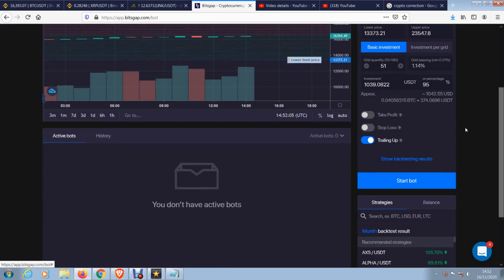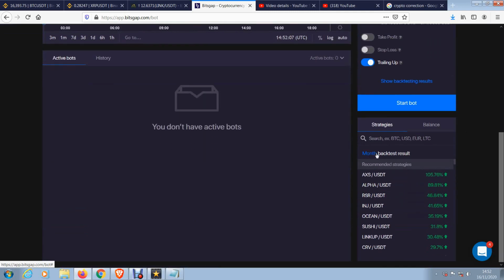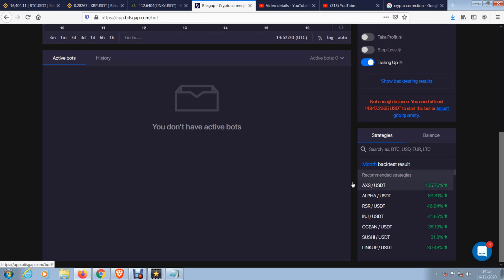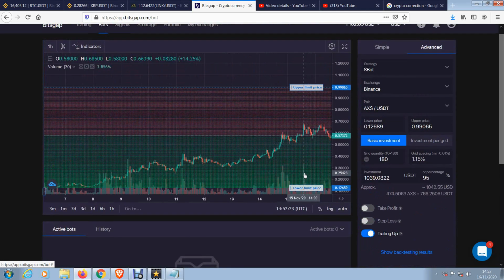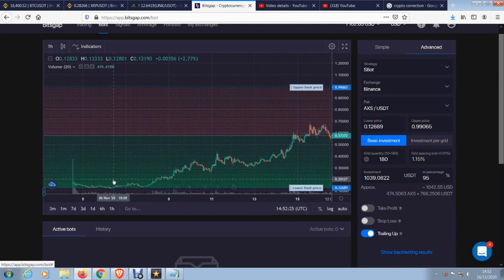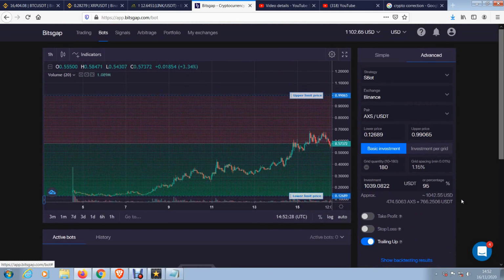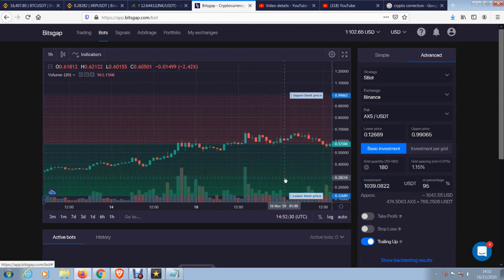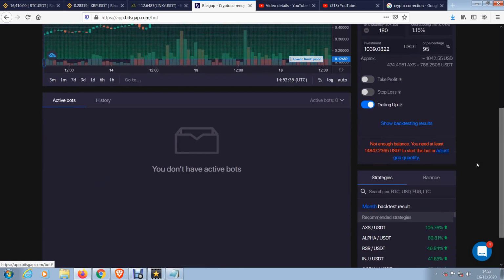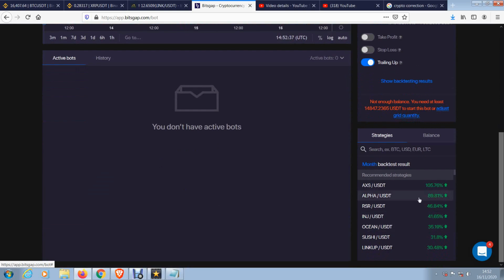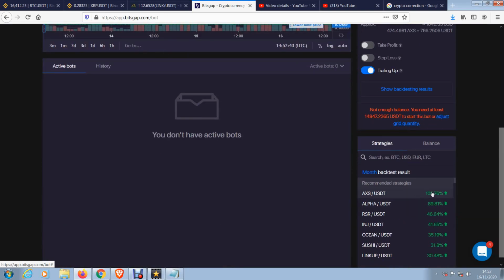You could look down here, we could see the previous month back-tested results. For a USDT pair, the last month for AXS to USDT has brought in 100% returns. So we can have a look at that. It doesn't mean that it'll happen again, but this is what it means when there's a highly volatile asset. The bots enjoy the volatility. It doesn't matter if it's going up or down; they enjoy that volatility. This has been a highly volatile asset, which is why it's brought in so much.